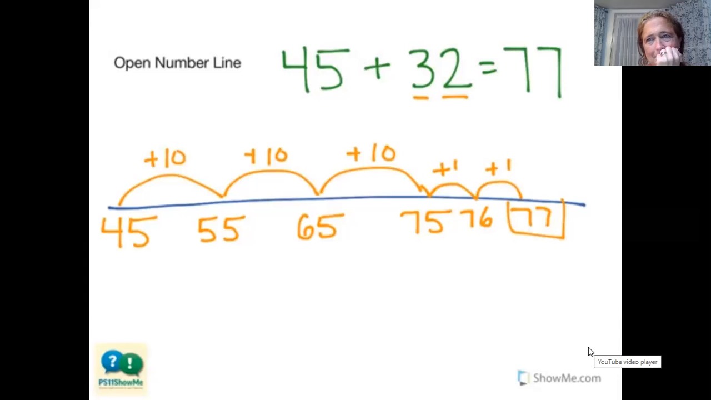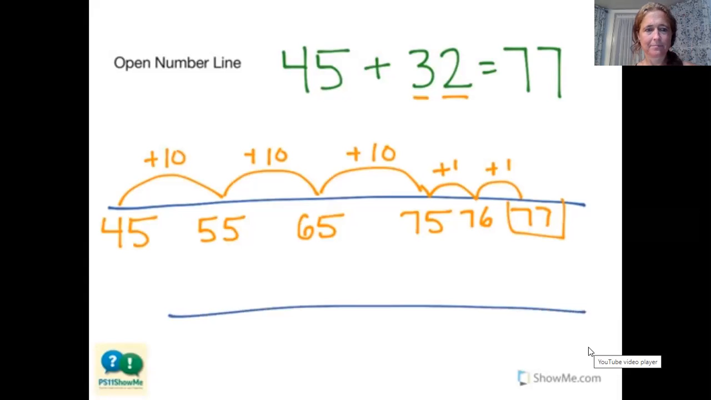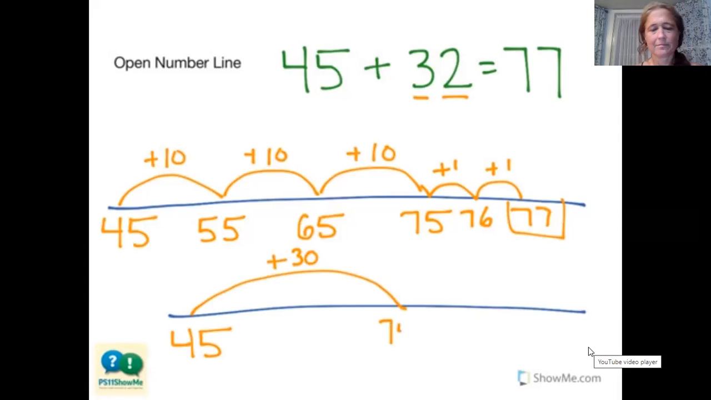As students become more fluent adding multiples of 10, they may choose to show one large jump to represent adding 3 tens or 30 all at once. Let me show you that. So I'd have my open number line. And again, I'm going to place my starting number, 45. But now I'm going to add 3 tens or 30 all at once with one large jump. 45 plus 30 equals 75, plus 2 equals 77. This is how we can solve a two-digit plus two-digit addition equation using an open number line. I hope you found this helpful.